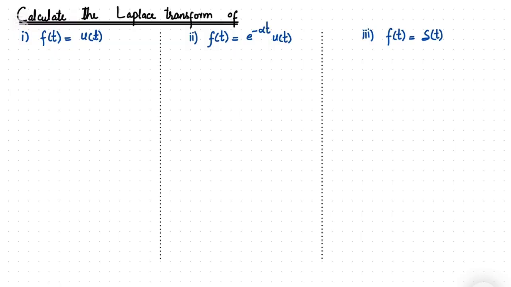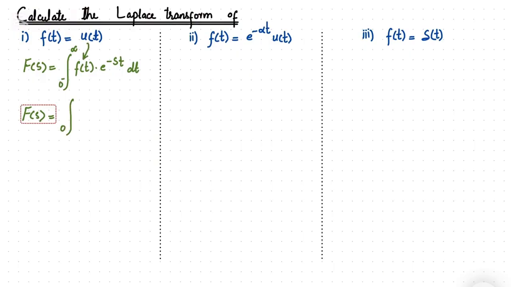So f of t is a unit step function. f of t is represented by u of t, and we are interested in calculating the Laplace transform of this function. The Laplace transform, represented by F of s, is given by this formula: integration from 0 minus to infinity of f of t times e raised to power minus st dt. So I can insert the value of f of t here.